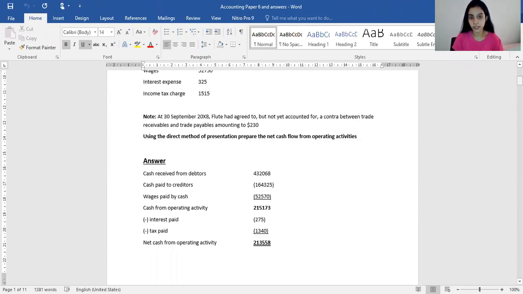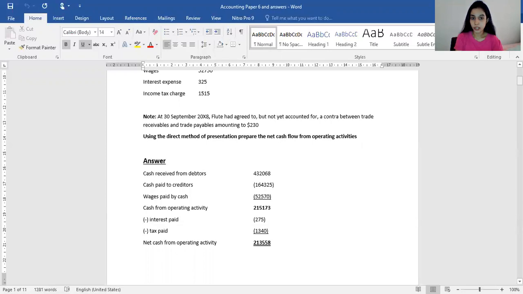In addition, they have given a note saying that at 30th September 2008, Flute had agreed to, but not yet accounted for, a contra between trade receivables and trade payables amounting to $230. So you know what a contra entry is. The double entry for a contra entry would be debit creditors, credit debtors. So we are cancelling off the balance of a creditor who's acting as a debtor as well.